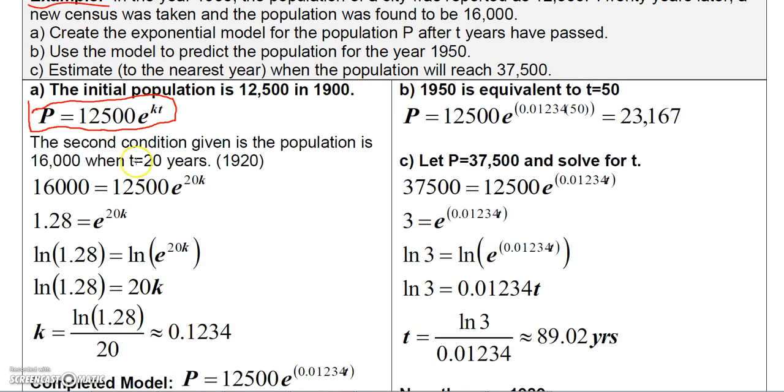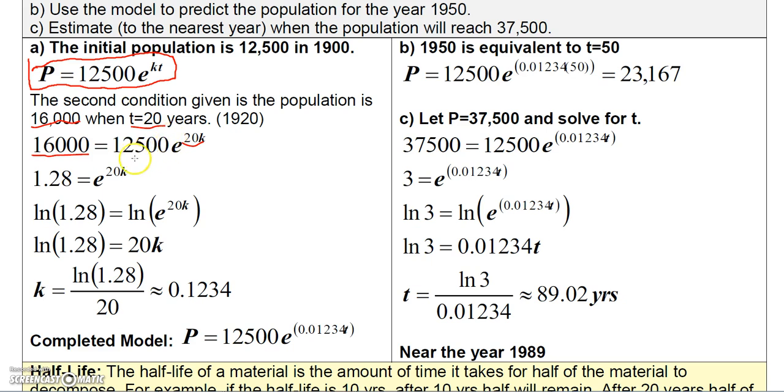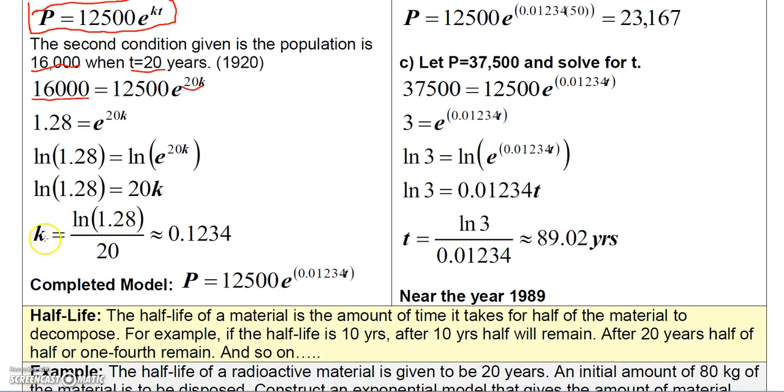Now, since I know in 20 years the population will be 16,000, I'm going to put 20 in for t. So I have 12,500 e to the 20k, and when t is 20, the population is going to be 16,000. I'll let you solve this, but basically just divide both sides by 12,500, then take the log of both sides, and you'll get k is natural log of 1.28 over 20.